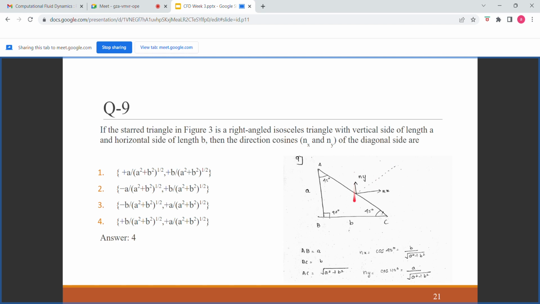When we resolve it, the direction cosines nx and ny would be as follows. Cos 45 gives this value in the horizontal direction, where the diagonal would be the square root of a square plus b square. Putting it together, we get nx to be b by root of a square plus b square, and in the vertical direction, ny would be a by root of a square plus b square. So the answer is option 4, b by root of a square plus b square and a by root of a square plus b square.